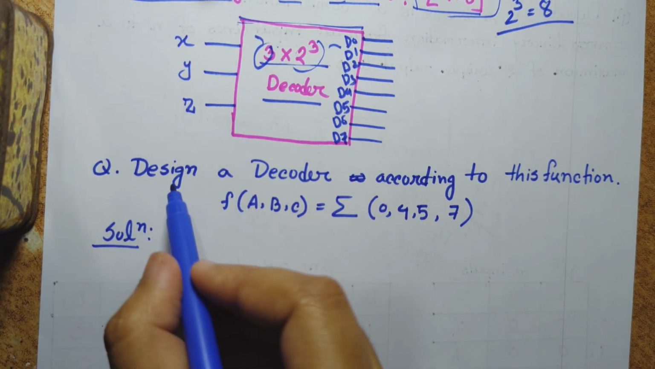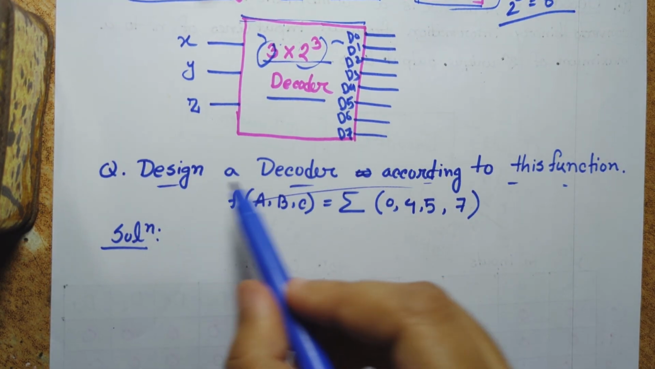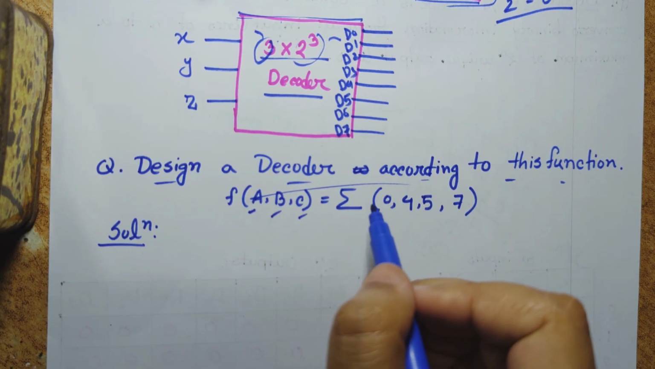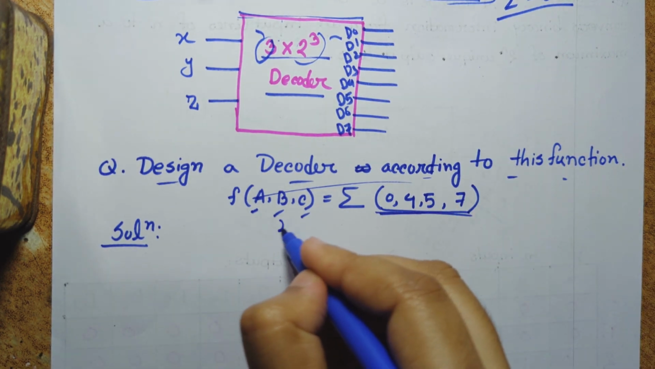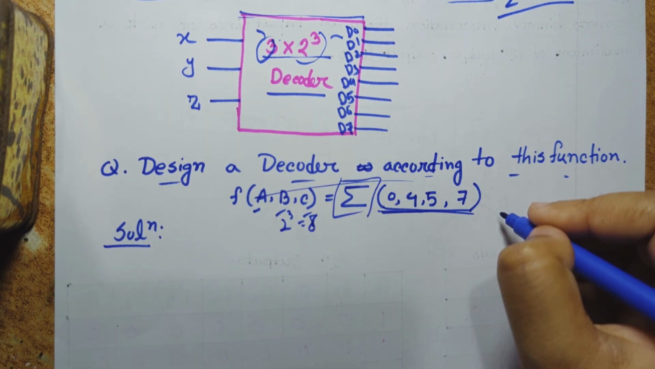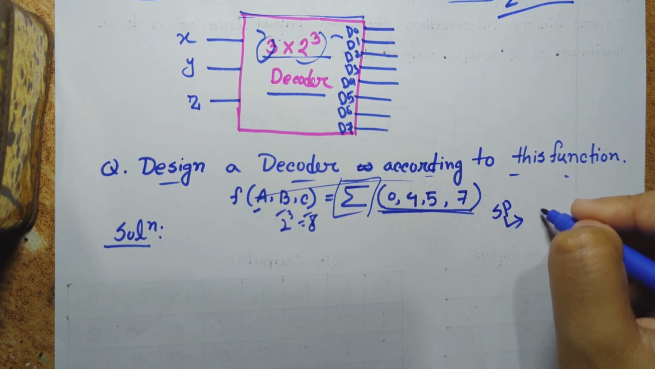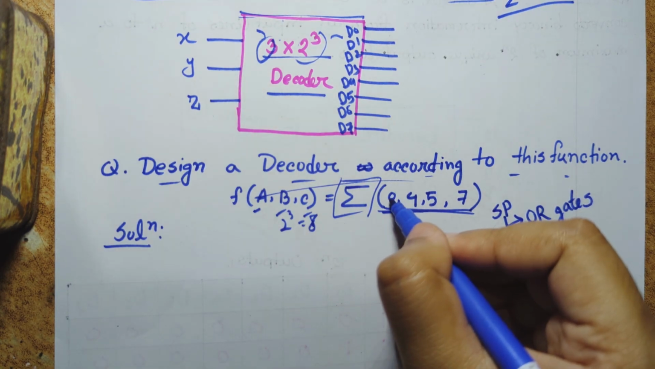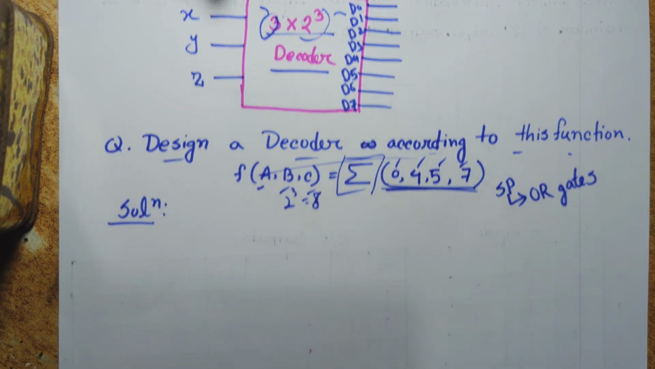So here is another question. It says to design a decoder according to this function. The inputs will be 3, which are A, B and C. And they said that we will get 2 to the power 3, meaning 8 output lines. But here this sign means they are in SP form, the sum of products form. So here we will use the OR gates. It means we will add these 4 output lines in an OR condition and that will be our output. Let's design this decoder.